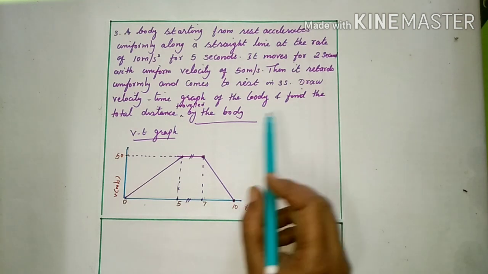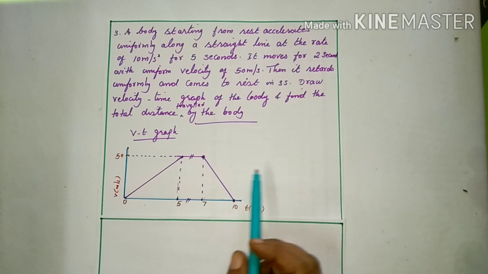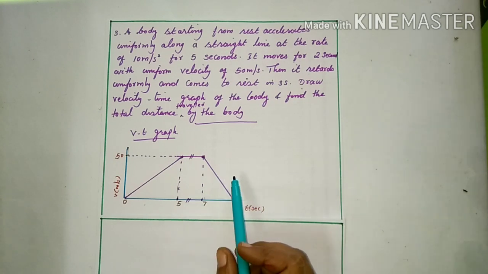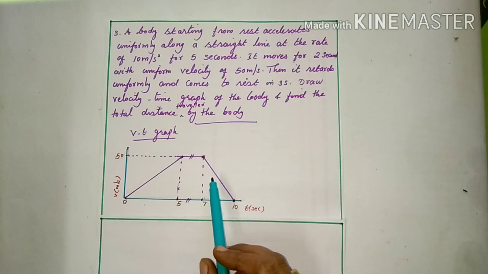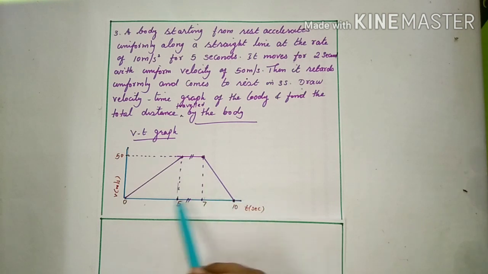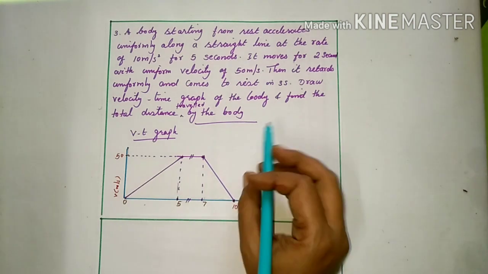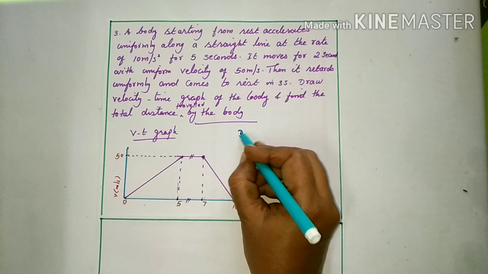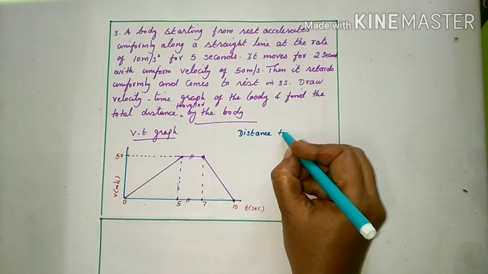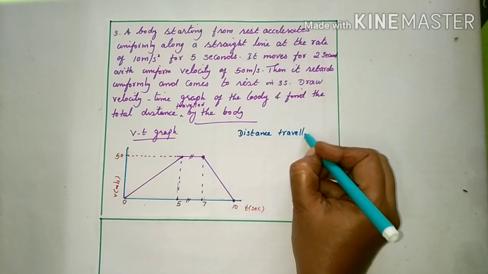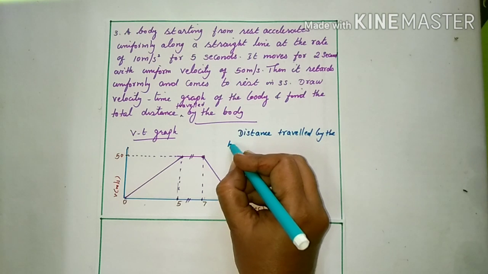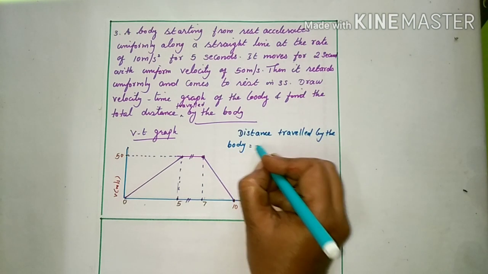Then the second part: find the total distance travelled by the body. From the VT graph, you want to find out the total distance travelled by the body. How to find it? It is equal to the area under the graph. So the distance travelled by the body is equal to the area under the curve.